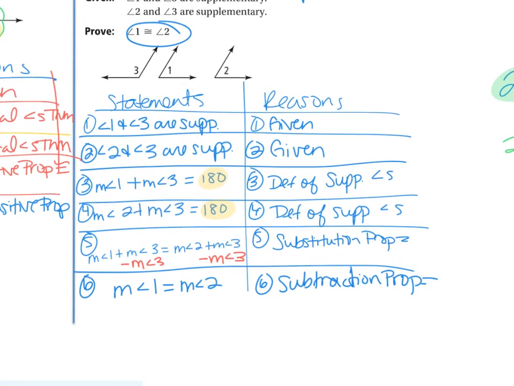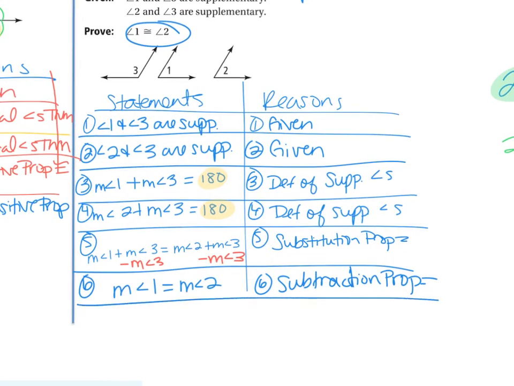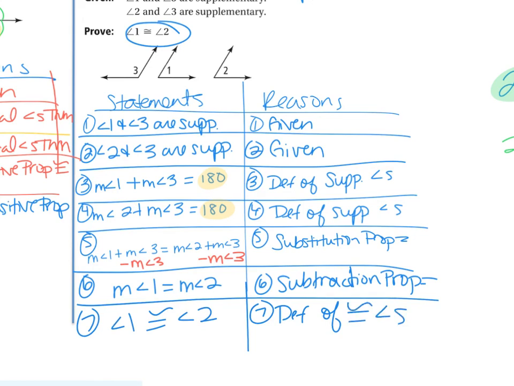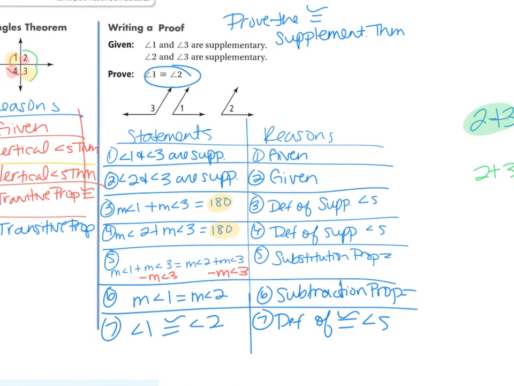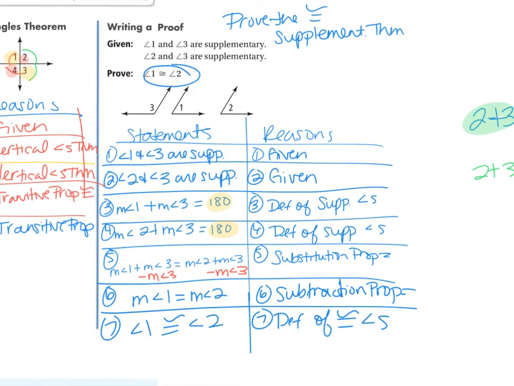Look how close we are. We are so close, it's not even funny. How can we get from the measure of angle 1 equals the measure of angle 2 to angle 1 is congruent to angle 2? Well, that's just the definition of congruent angles. And looky there, we finished it, we got it done. We finished the proof because we ended exactly how they wanted us to. And that is it. Thanks for watching.